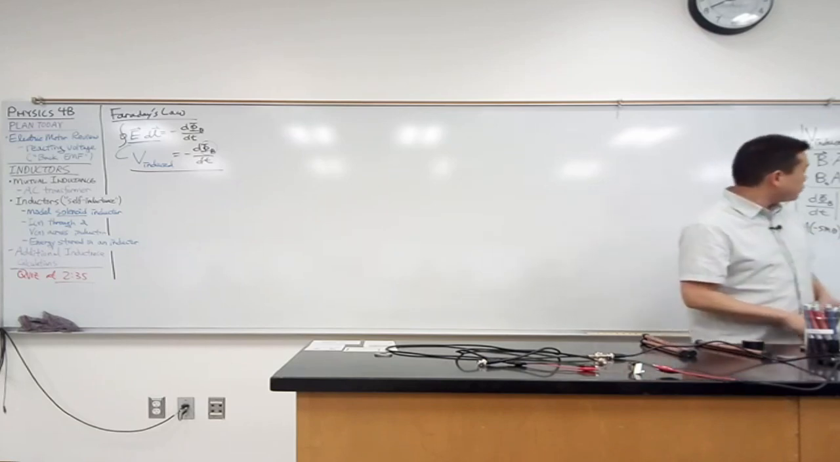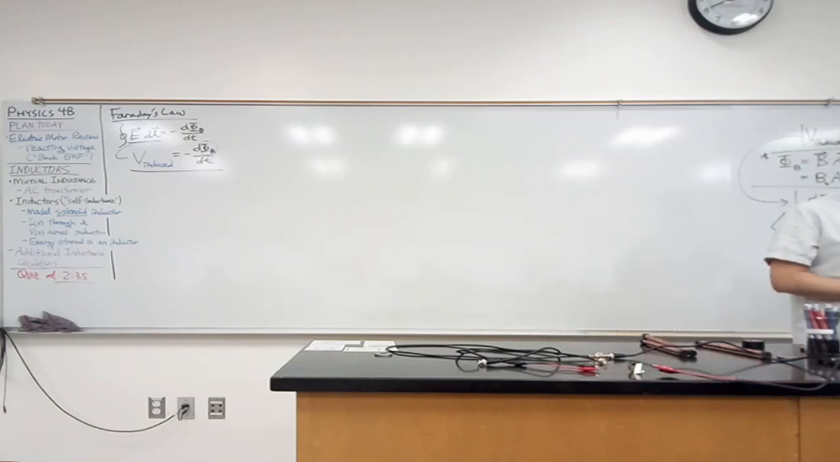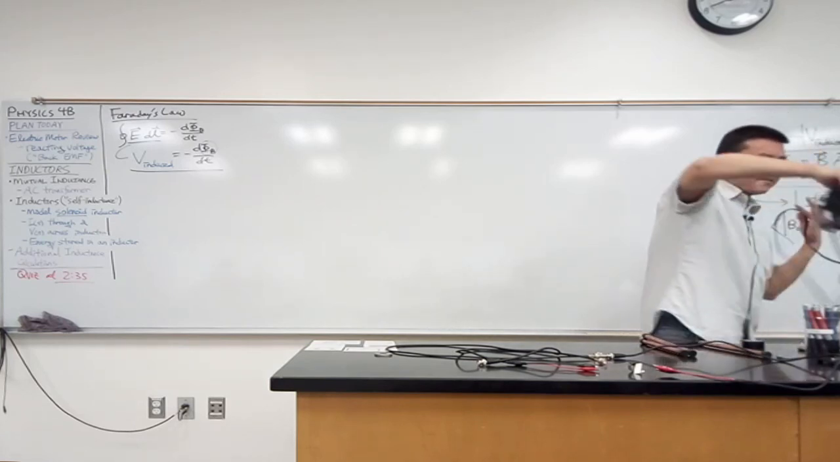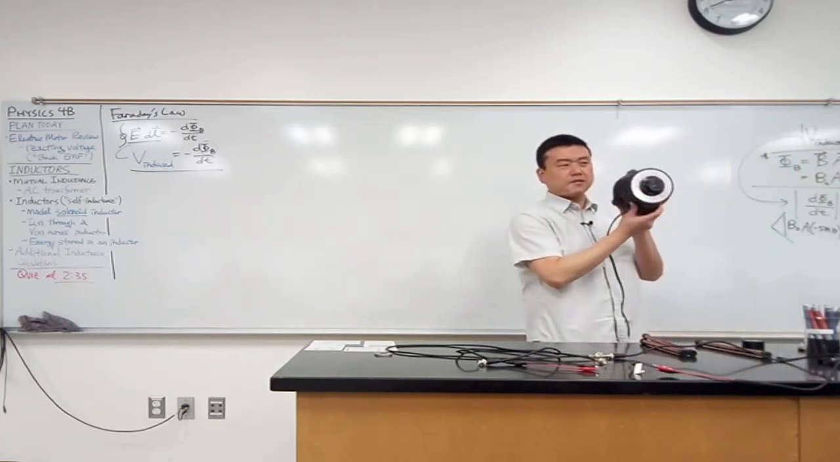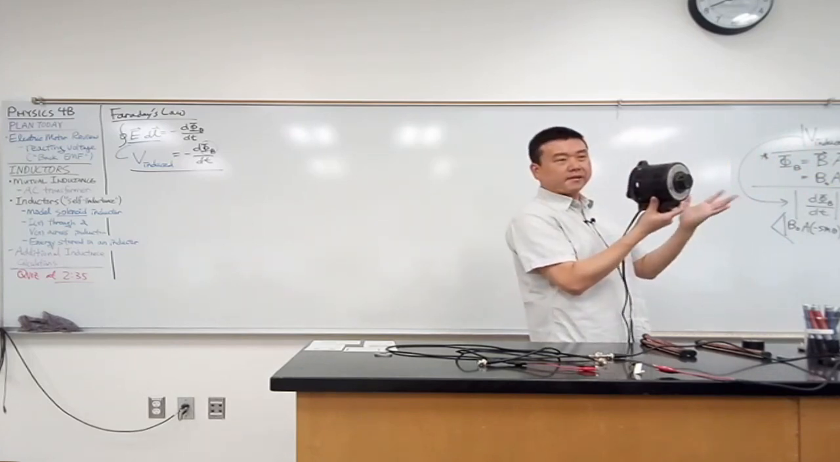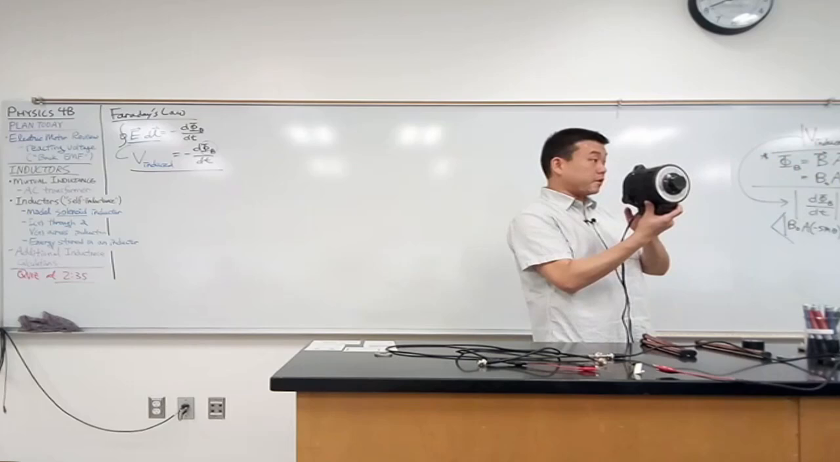What I was hoping to do today was go through two more applications of Faraday's law. The first is application to a transformer. I don't know, how many people have seen a device that looks like this? I feel like many people don't see it until you start doing experiments. It's called a variac. It's a variable power voltage supply.